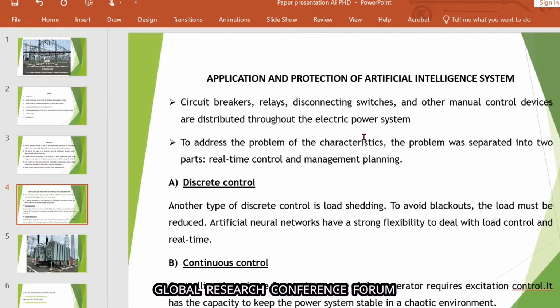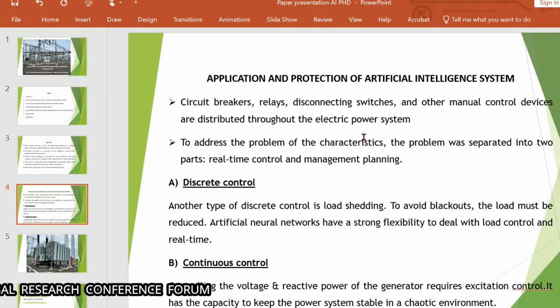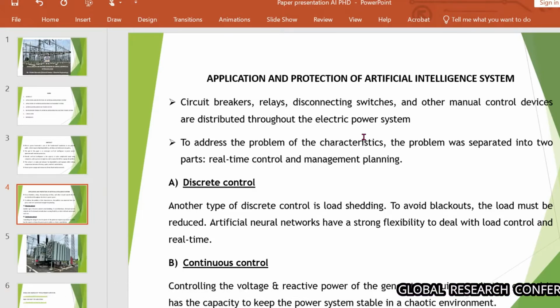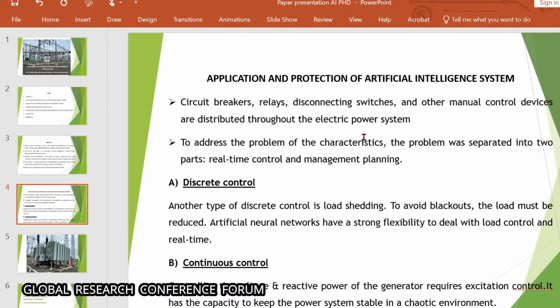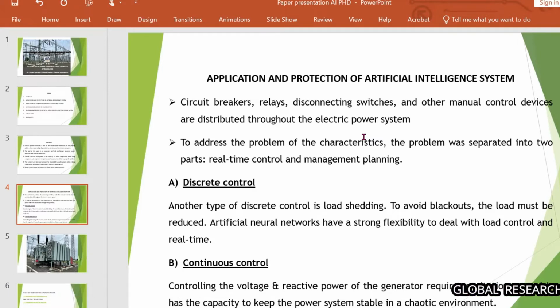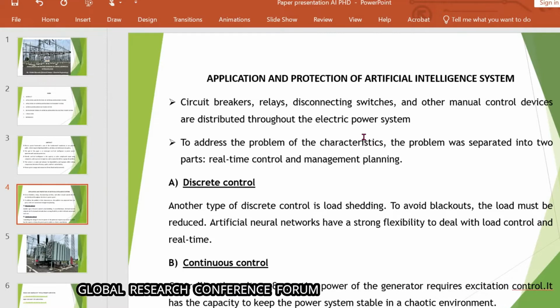Now, to address the problem, it is separated into two parts: real-time control and management, and planning and discrete controls. Now, another type of discrete control is load shedding. To avoid the blackouts, load must be reduced. Now why must this load be reduced? If load is not reduced, what will be the impact on the power system?